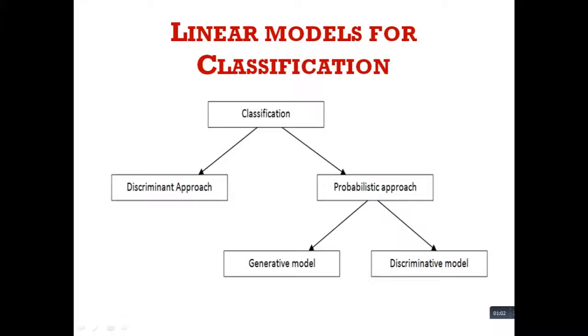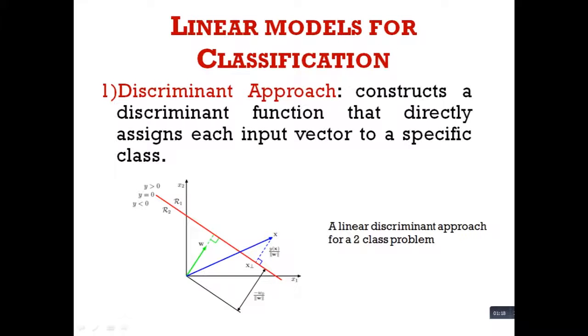Linear models for classification. Classification can be divided into two approaches: discriminant approach and probabilistic approach, which is further divided into two models: generative model and discriminative model. Linear models for classification. Discriminant approach constructs a discriminant function that directly assigns each input vector to a specific class. A linear discriminant approach for a two-class problem, the image can be seen.